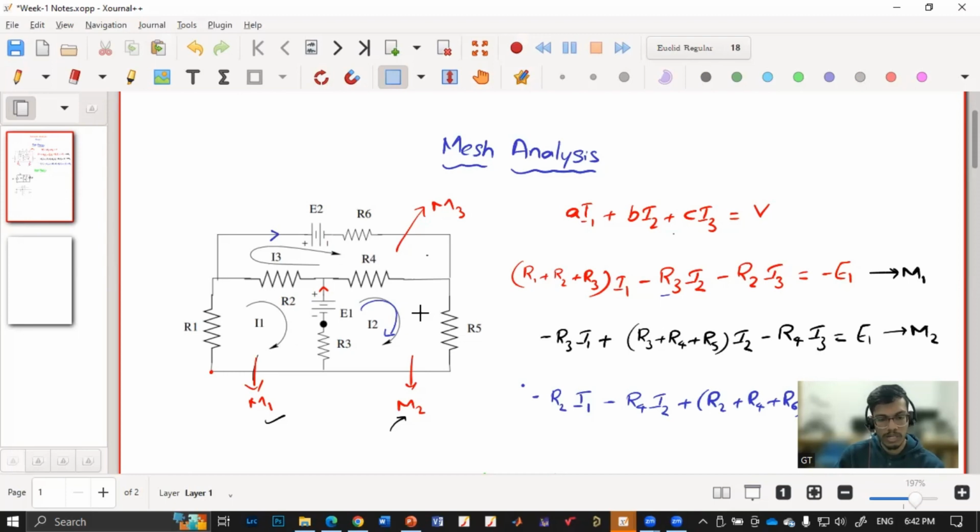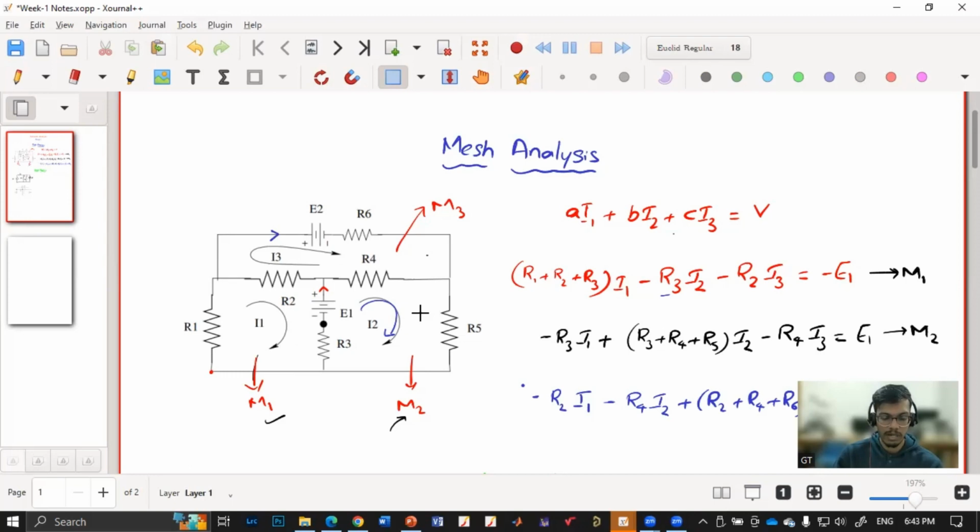So whenever we do mesh analysis, we usually do not consider a mesh within which another mesh exists. So we have to consider those meshes within which no such other mesh exists. If I consider this outer mesh, there are 3 such meshes inside, right? So we should not consider that.